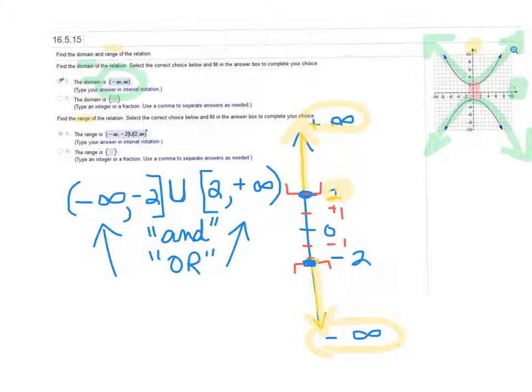So I hope that clears up the confusion about how the range is, because it would not be from negative infinity to infinity because, once again, of those excluded values there that the graph does not take on for y.